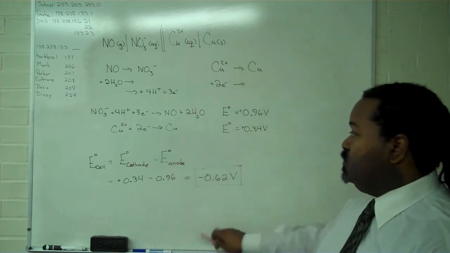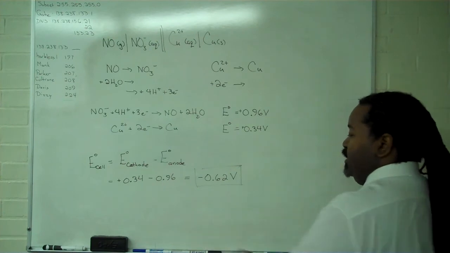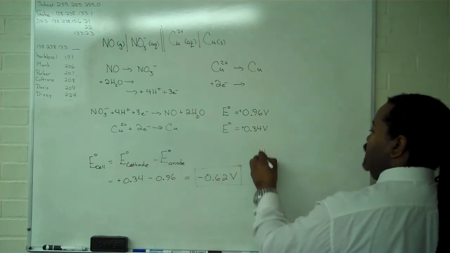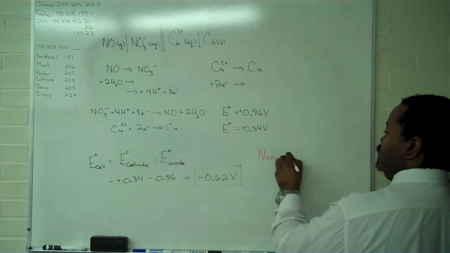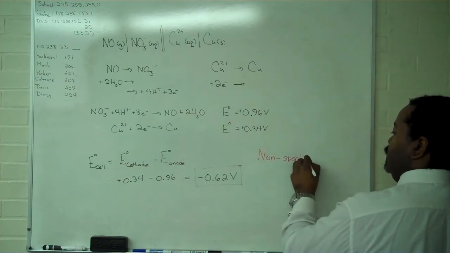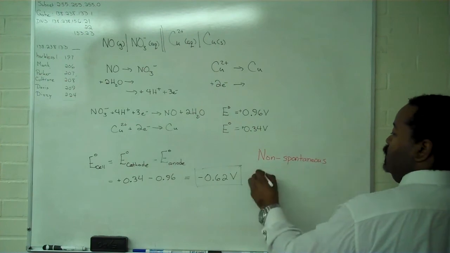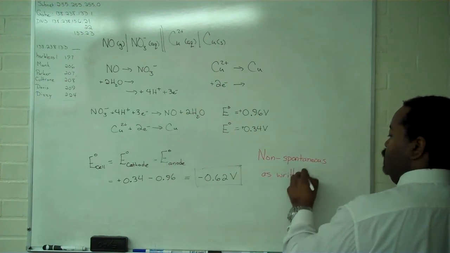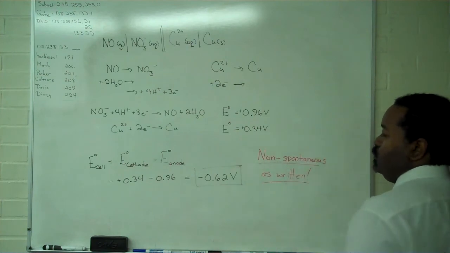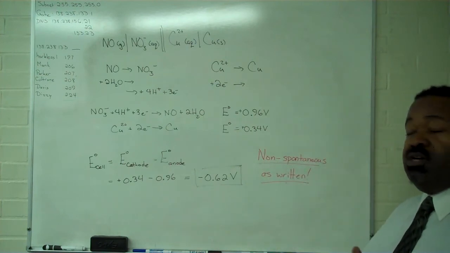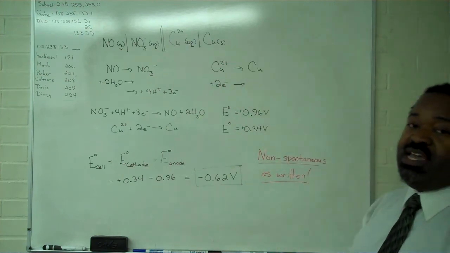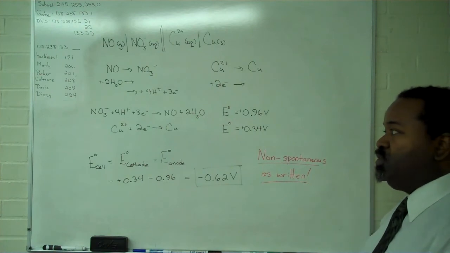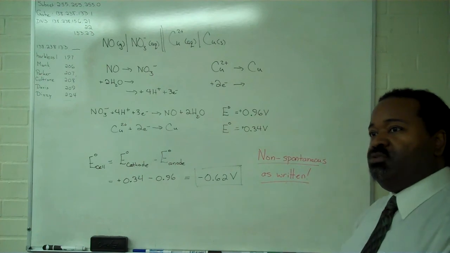And because we've now completed this and gotten a value, we see that the E cell standard is negative. That means that this is non-spontaneous as written. So we would expect that with this half cell written in this way, we would not see a reaction proceed without some external force acting.